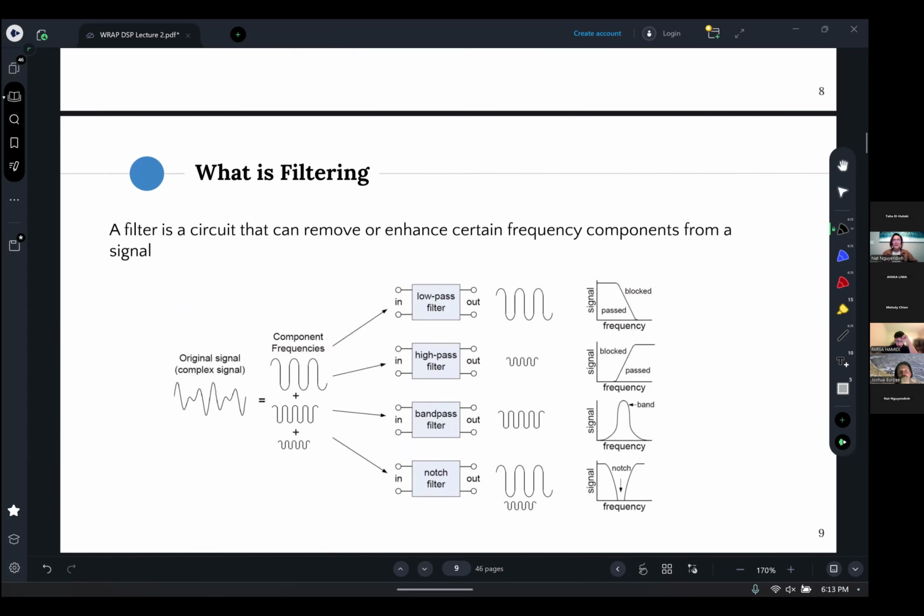Okay. So I'm just going to start off with the very basics. What is filtering? The general definition I can give is that it's some circuit or some method we can use to remove, enhance, or amplify certain frequency components from a signal. I'm sure most of you know about the frequency representation of our signals, or just the fact that signals can have low frequencies, middle frequencies, and higher frequencies. But what if we want to amplify or remove parts of it?